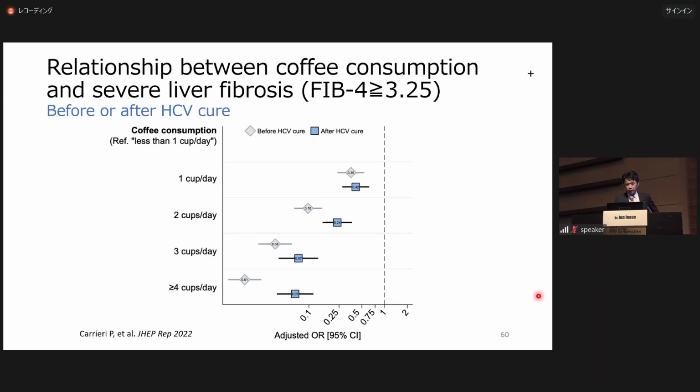Regarding coffee consumption, the intake of coffee reduces the risk of liver fibrosis. Before HCV cure, coffee consumption reduces the risk greatly, and even after HCV cure, coffee consumption reduces the risk of liver fibrosis. So we should recommend coffee even for the patients after SVR.